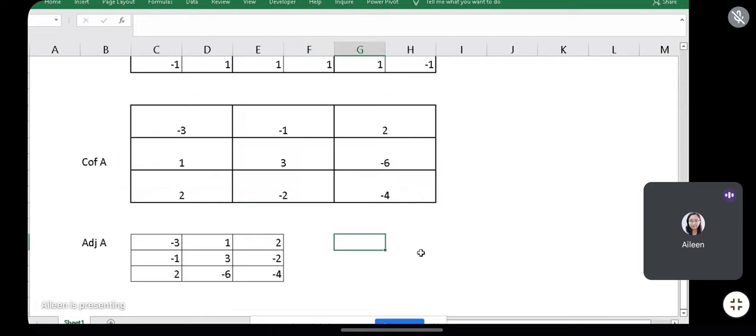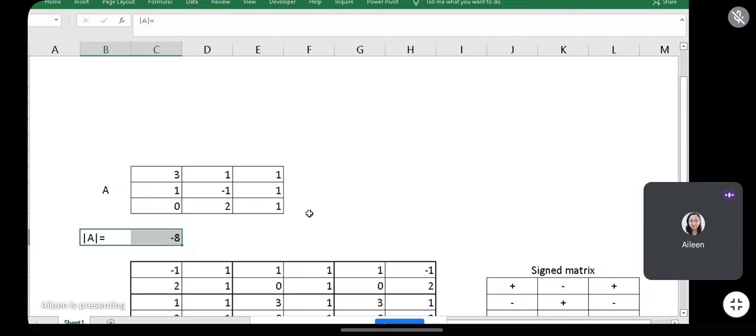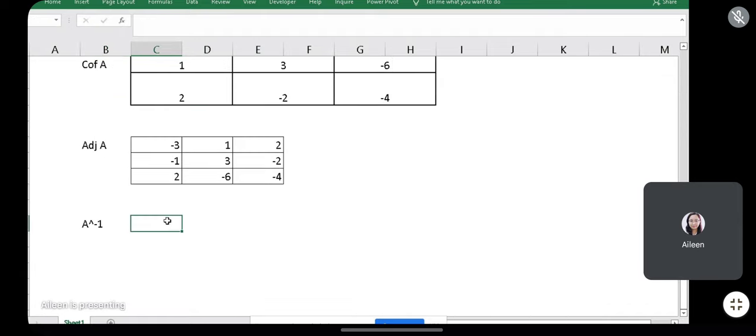After that, anong sunod natin gagawin? You will divide each element of adjoint A over the determinant. So, to get A to the negative 1, paano ba na tinataas yan? So, A to the negative 1, it is equal to the adjoint A divided by the determinant. So, ibig sabihin ito, i-divide nyo siya by, ano yung determinant natin kanina? Negative 8. So, i-divide nyo to. Equals nito, divided by negative 8.